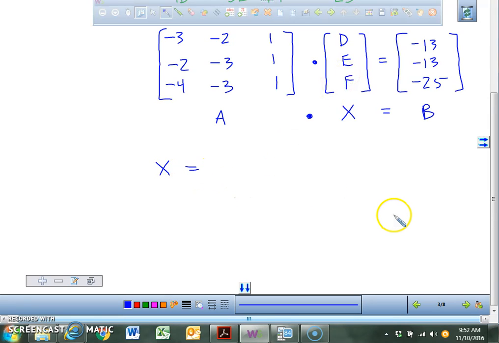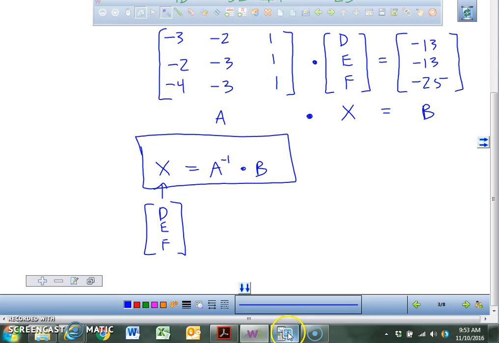We're not allowed to divide in matrices, but we are allowed to multiply both sides by inverses. So if I multiply by the inverse of A, X will equal the inverse of A times B. And once again, X represents the matrix known as D, E, F. It's going to give us our values for D, E, and F. So now we're going to go to the calculator and build it.